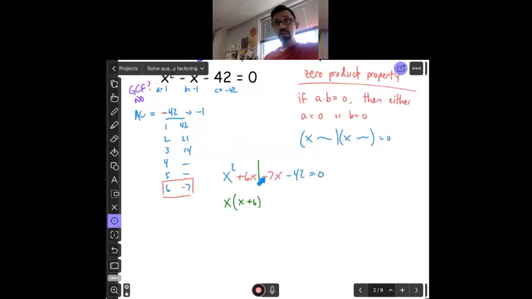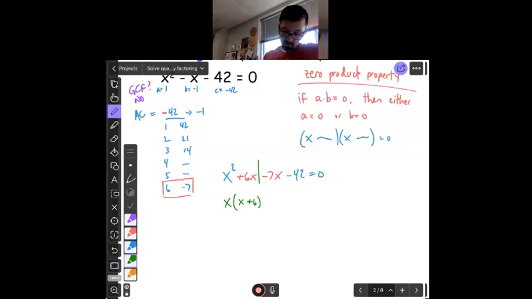And then I look at the second two. First term is negative, so I take out a negative. 7 does go into 42, right? We just know that 6 times 7 is 42. So we take out a negative 7. Negative 7 times positive x, and negative 7 times positive 6 still equals 0. Remember, there's a built-in check right here.